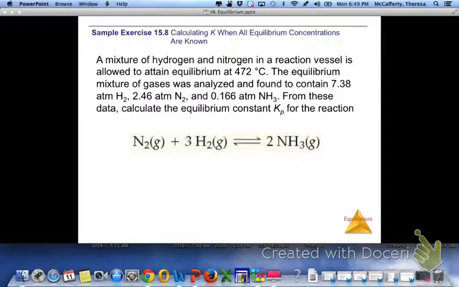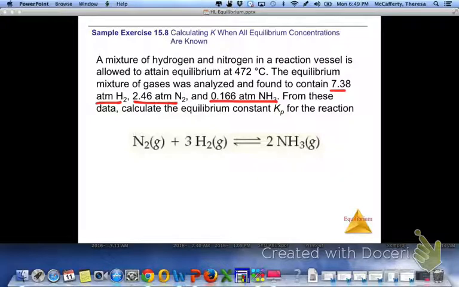So let's look at this reaction. We've got a mixture of hydrogen and nitrogen in a reaction vessel, and it's allowed to attain equilibrium at 472 degrees Celsius. The equilibrium mixture of gases was analyzed and found to contain 7.38 atmospheres hydrogen, 2.46 atmospheres nitrogen, and 0.166 atmospheres ammonia. From these data, calculate the equilibrium constant Kp for the reaction.